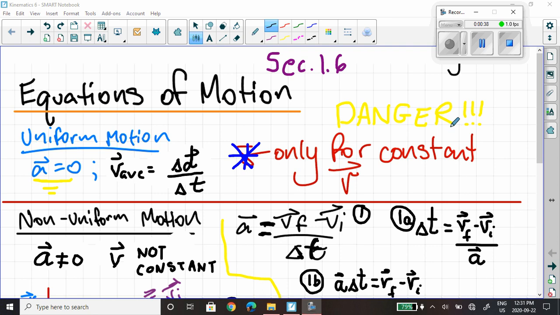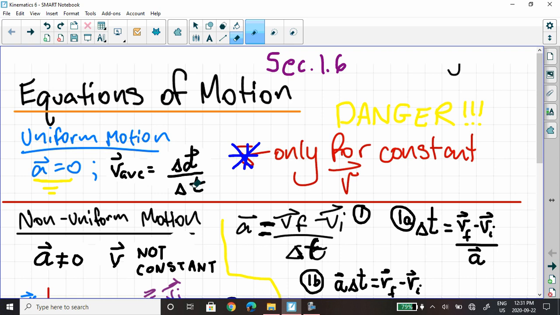Look, danger. Wrote it down here. There's a real danger here. And the real danger is using this equation, which is only for uniform motion, when we're doing questions that involve non-uniform motion. Never, ever, ever use this equation right here, velocity average is displacement divided by time, when it is non-uniform motion. The acceleration is not equal to zero. Velocity is not constant. The object is either speeding up or slowing down. Please keep that in mind.